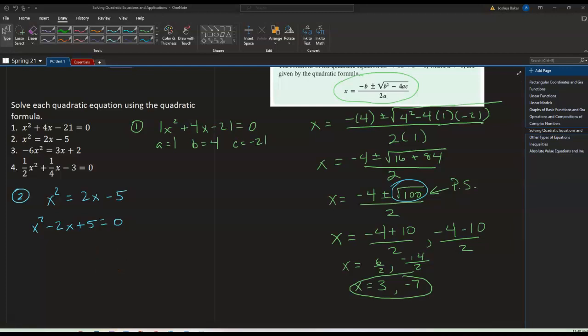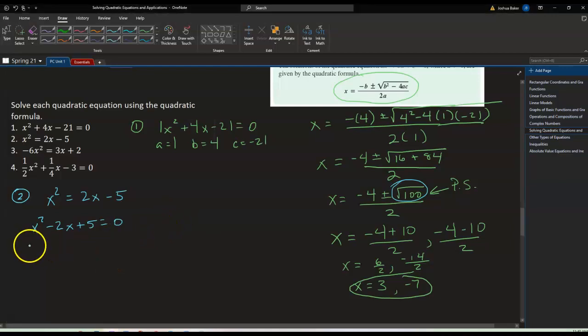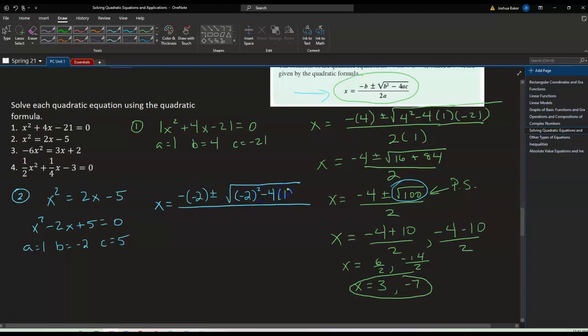Now I'm going to identify that A is a 1, B is a negative 2, and C is a 5, and I'm plugging back into this formula here, the quadratic formula. So x equals negative of b plus and minus the square root of b squared minus 4 times a times c all over 2 times a.